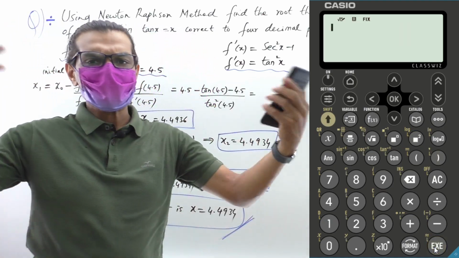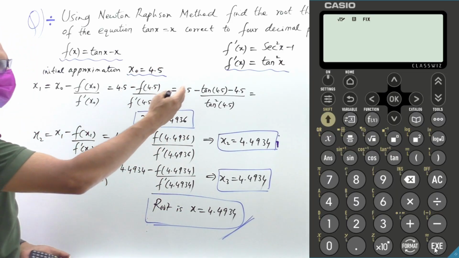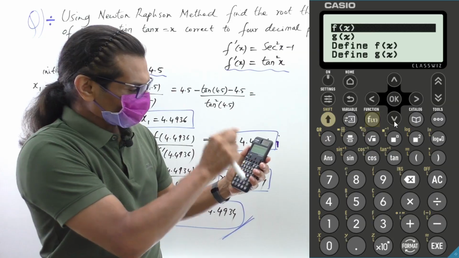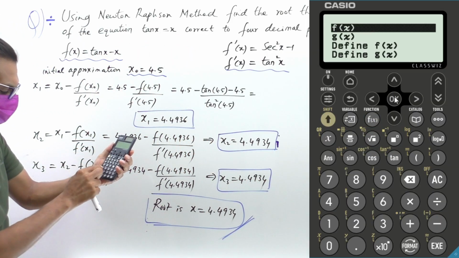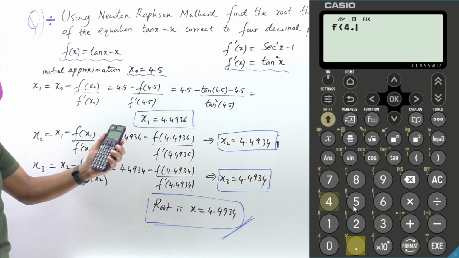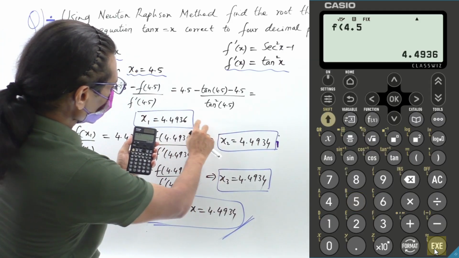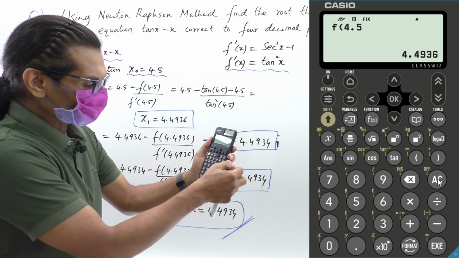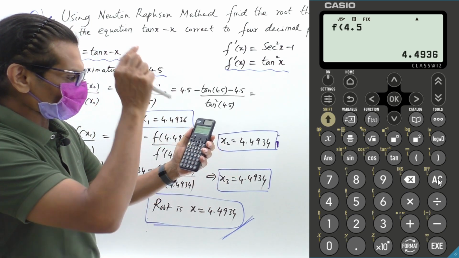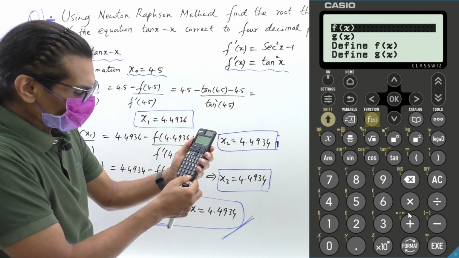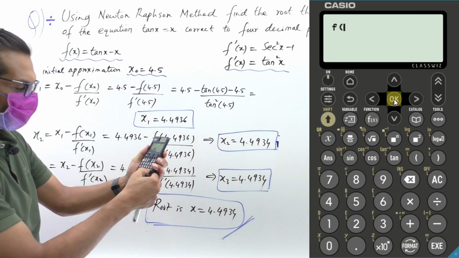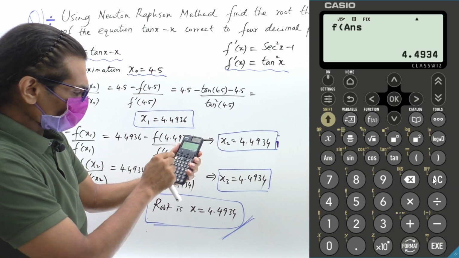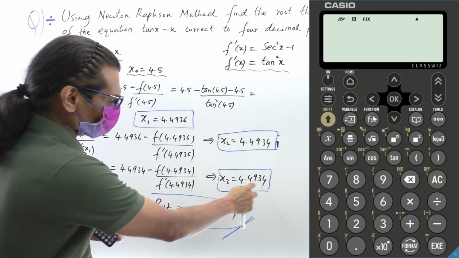Now we can find f of whatever values are given, f of 4.5, 4.4934, whatever. To do that, again go to the function f of x, f of, what is first? 4.5, execute. See, you're getting 4.4936. Then it's stored in answer here, ANS above 7, again AC, again f of answer, execute, 4.4934. Again, f of answer, execute, 4.4934.